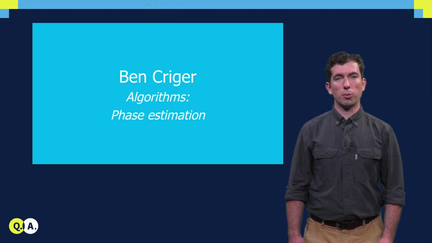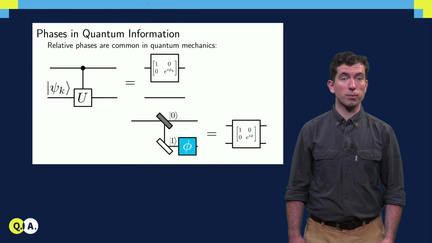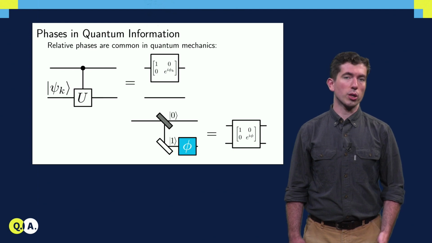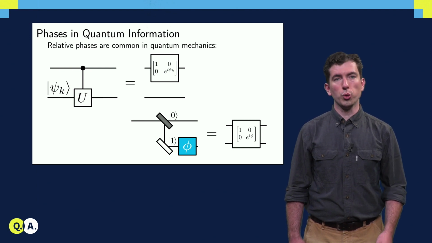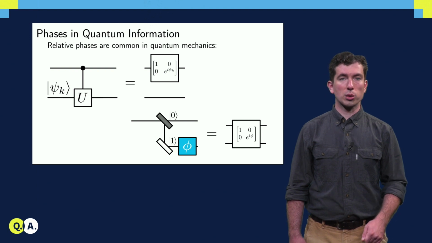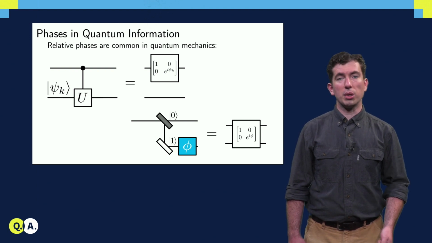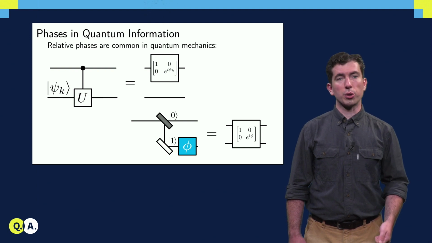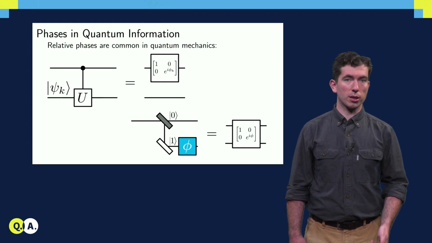Relative phases are important and ubiquitous in quantum information. We can produce one of these relative phases using a unitary U by inserting an eigenstate of U, which we call psi k, into a controlled U operation, resulting in the corresponding phase phi k being kicked back onto the control qubit. Alternately, we can produce a relative phase in a physics experiment.